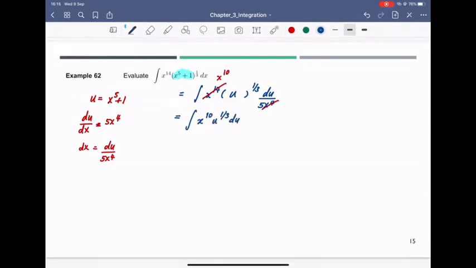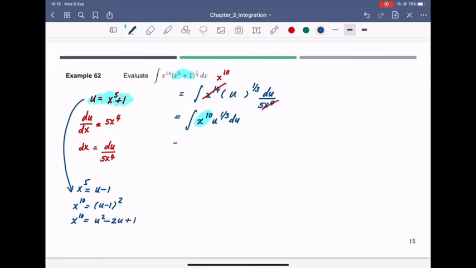What else? So you can see that you have x to the 10 power left. So you have to simplify it to something in terms of u, right? Something in terms of u. So because you know that u equal to x to the 5th power plus 1. So x to the 5th power equal to u minus 1. Okay, that means x to the 10 power, this is u minus 1 squared, right? And that means x to the 10 power, this is u squared minus 2u plus 1.